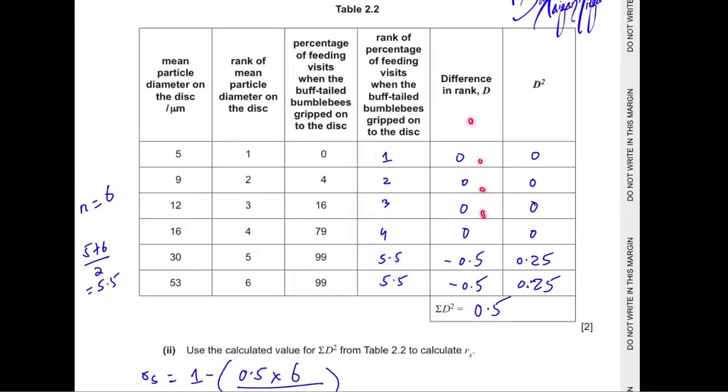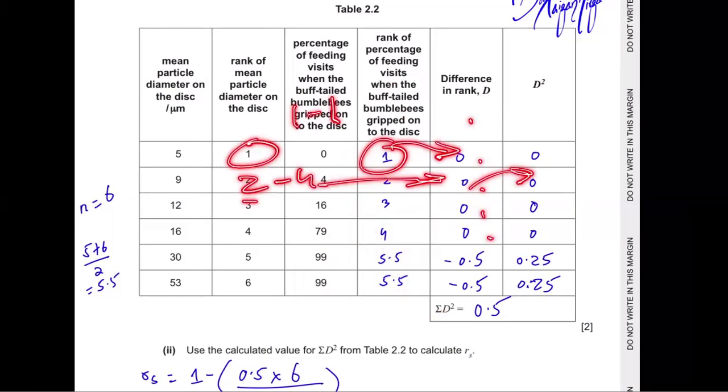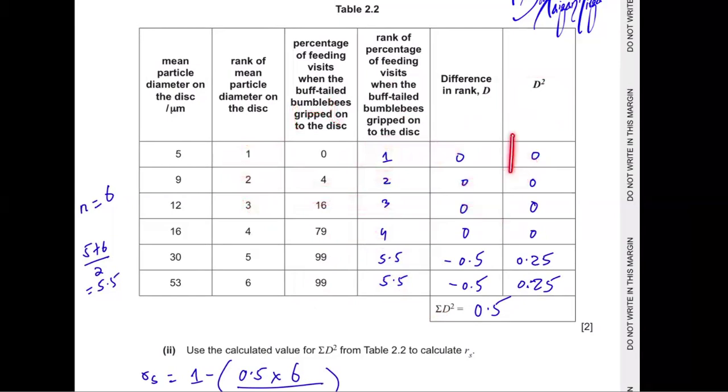Difference of the rank is calculated and then it is squared. So you just calculate the difference between the ranks. So this will be 1 minus 1 gives you this value, 2 minus 4 gives you this, 3 minus 3 gives you this. And then you just square these to get the d square value. Once the d square values are calculated, you sum them up together. When the d square values are summed up, they come to 0.5.